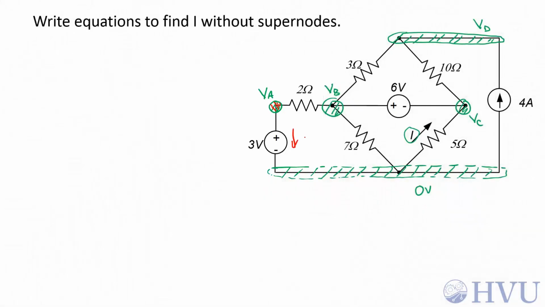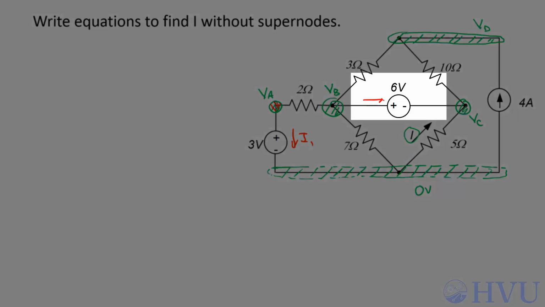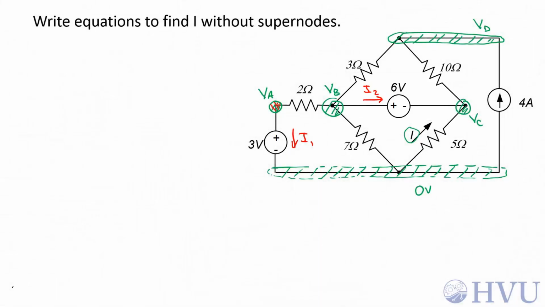I'll arbitrarily call that I1. I'm choosing both the direction and the voltage variable arbitrarily. I also need to do the same thing for the 6 volt source. I'll call this I2. Now I'm going to do KCL at all of the independent nodes. I'll assume that positive currents are leaving the node. That choice is always arbitrary and can be changed at any given node, but there's no real reason to do that.